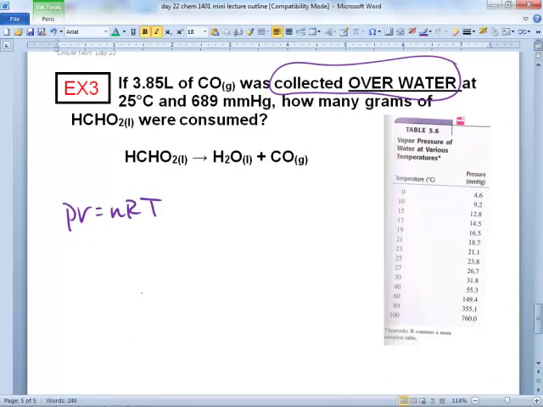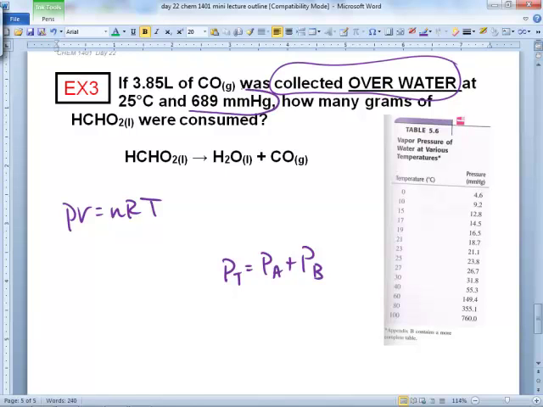Good. Janice got us started. Ashlyn, what would you do now? Good. Take away the water pressure from the total pressure. So really, if you want an equation, that's this one. But I think it's more complicated to look at the equation. I like what Ashlyn said. She said, just take away the water pressure from the total pressure, right? So here's our total pressure, 689 millimeters of mercury.